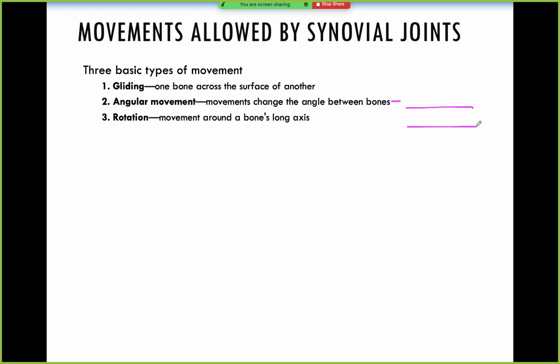The last one is called rotation. Rotation is moving around a bone's long axis, and that literally means if you take your hand and you rotate it facing towards the sky and then facing down. And you can also rotate your hip bones as well.